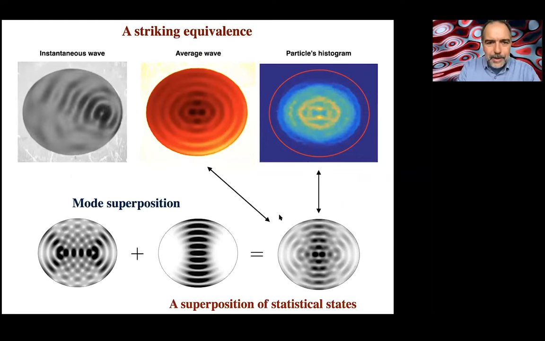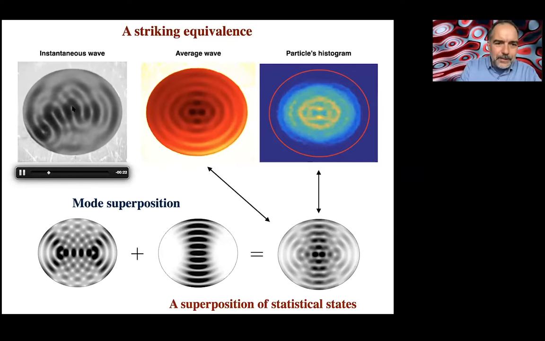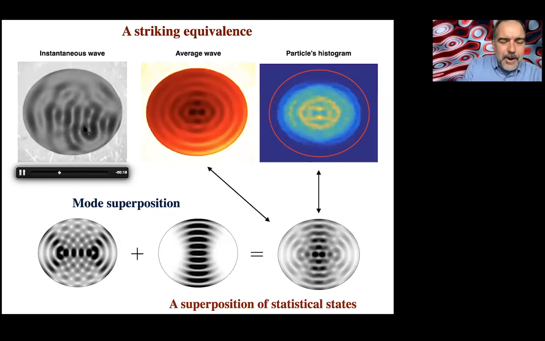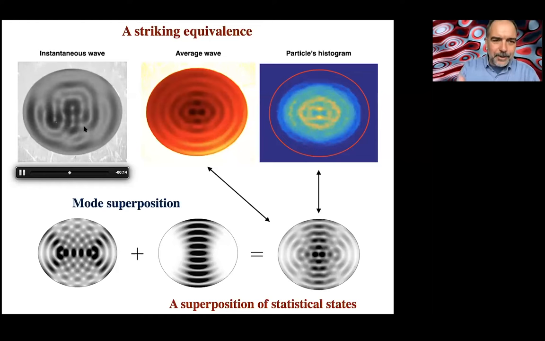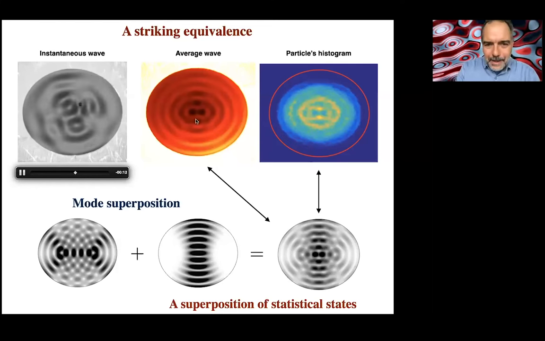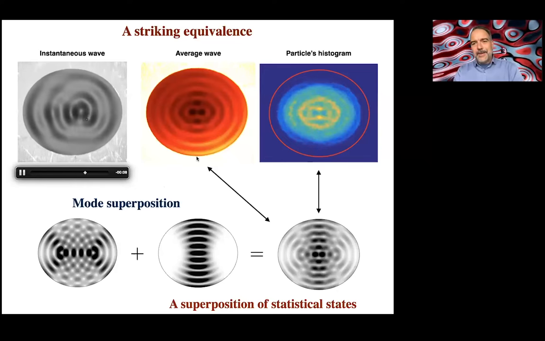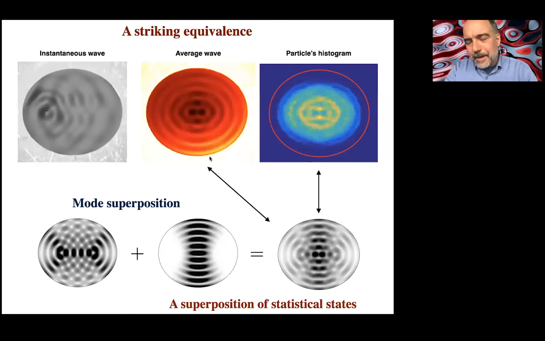But what I want to point out is in that same study, we looked at the wave field. The instantaneous wave field at any given time is different from the PDF, from the histogram. But the average wave field is not. So if you just time average this instantaneous wave field, you see that it takes precisely the same form as the particle histogram.